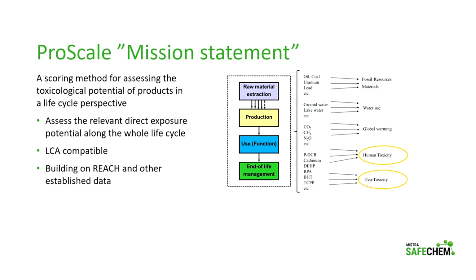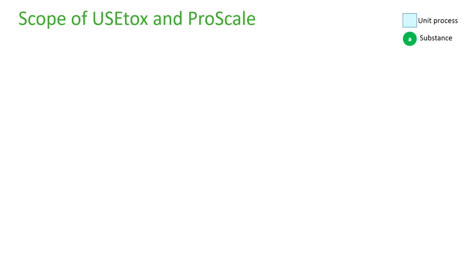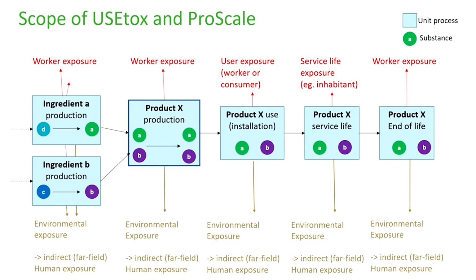We wanted to develop ProScale, let's say, from a very different starting point compared to USEtox, because we wanted to see what can be done with already existing ways of dealing with chemicals within the REACH regulation, for example, both in terms of how chemicals are conceived in terms of the hazard classification, but also in terms of the data that you can find in various contexts within the context of REACH. Therefore, I would like to spend a minute or two to discuss a little bit where we were when we started the project, basically, or Mistra SafeChem started.